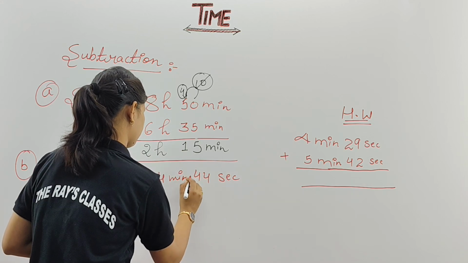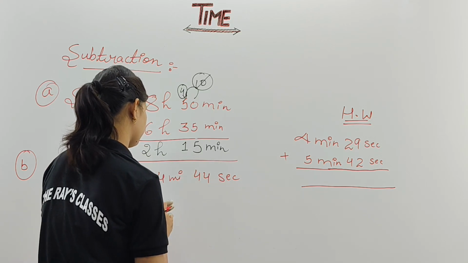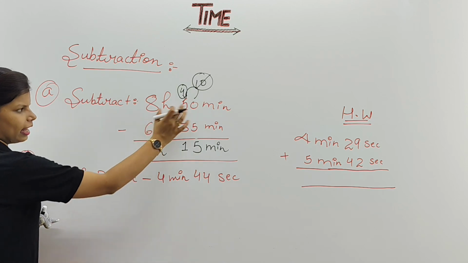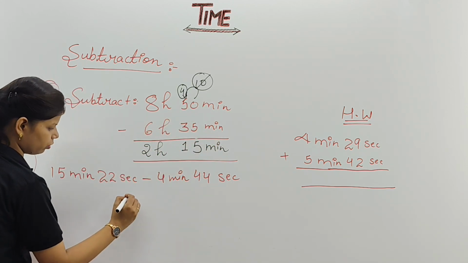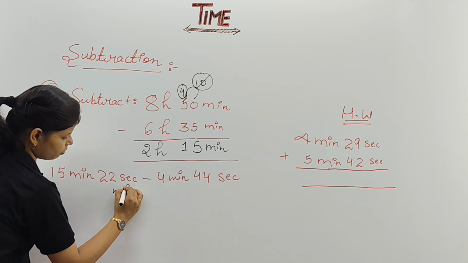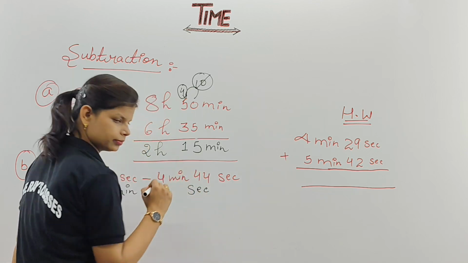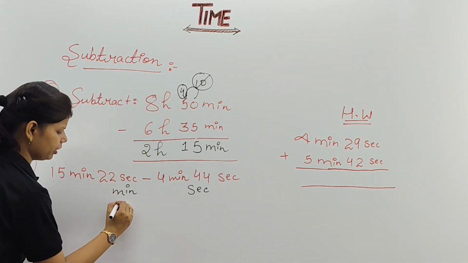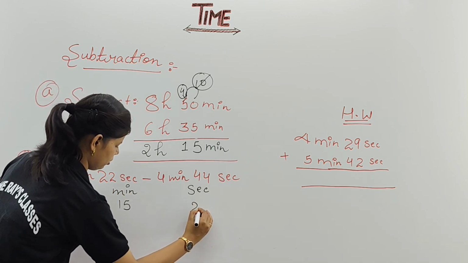44 seconds. Clear, no? So if your value is lesser, in that case, this method I have taught, when we are going to write the operations separately, or you can write in this way also, children. You can write first minute and then you can write second. Get my point? Then here how many minutes are you having? Here you are having 15. And how many seconds are you having? Here you are having 22.